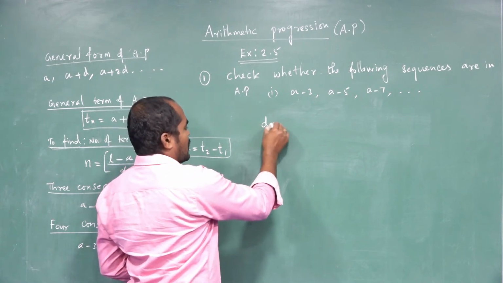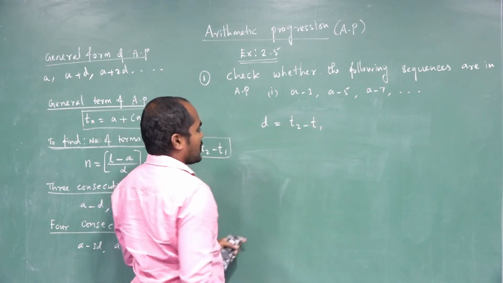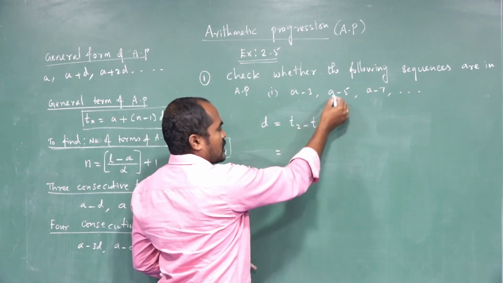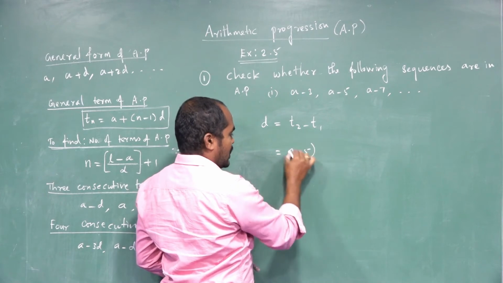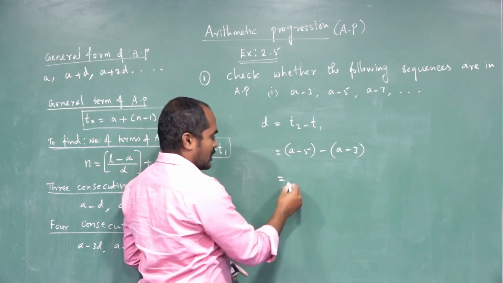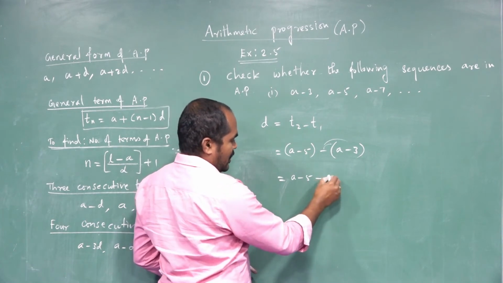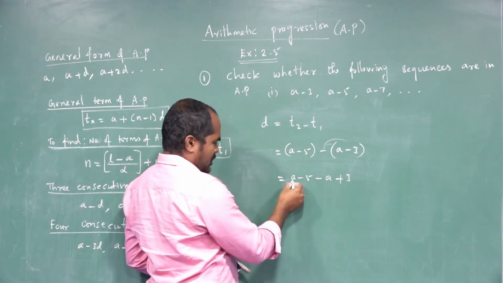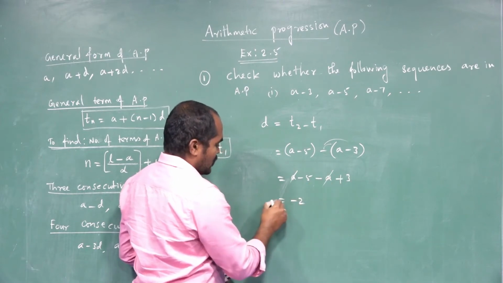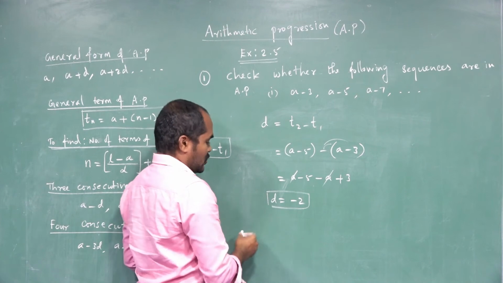Listen, the common difference is denoted D. D is equal to T2 minus T1, that is term 2 minus term 1. Term 2 is a minus 5, minus term 1, which is a minus 3. So this is a minus 5 minus (a minus 3). Distributing the minus to each term, we get minus a plus 3. Plus a and minus a cancel. Minus 5 plus 3 is minus 2. So the common difference is minus 2, that is T2 minus T1 is minus 2.